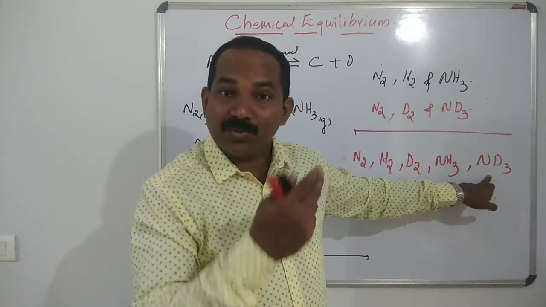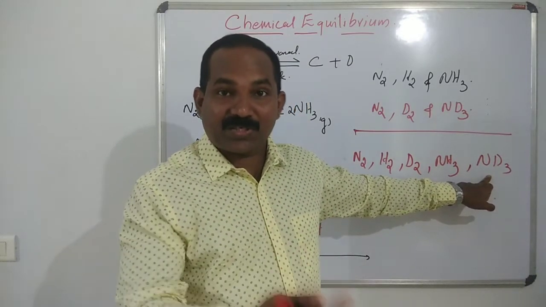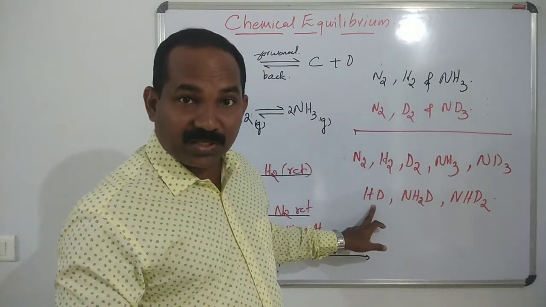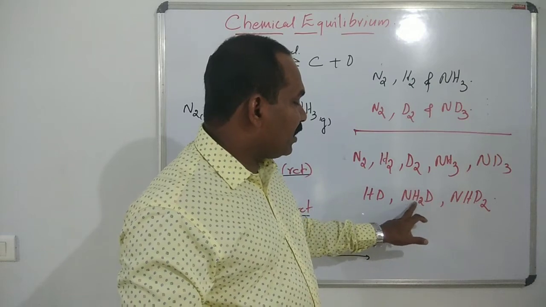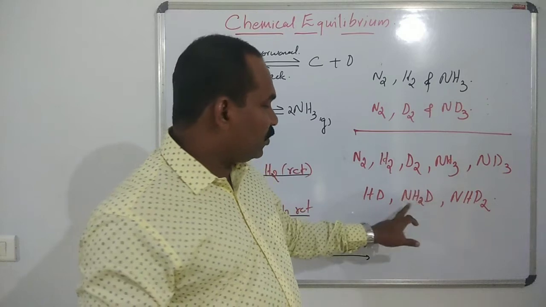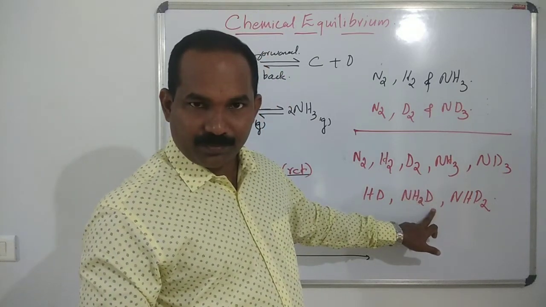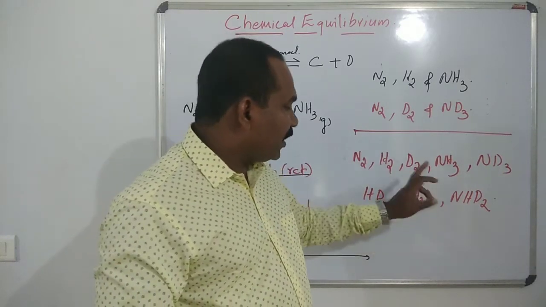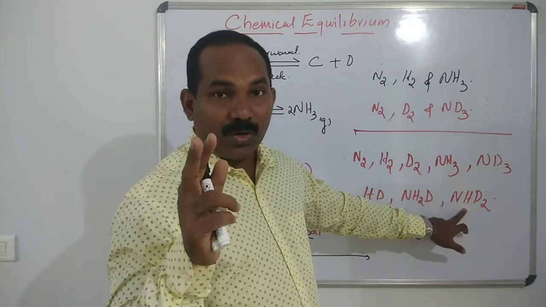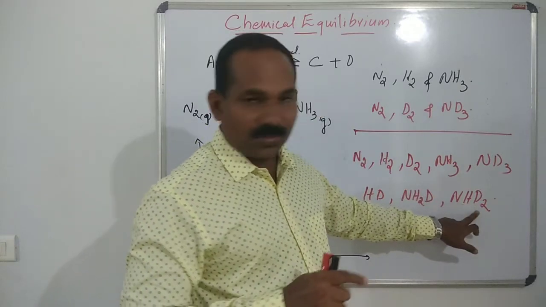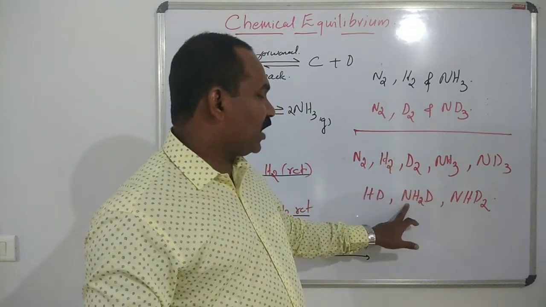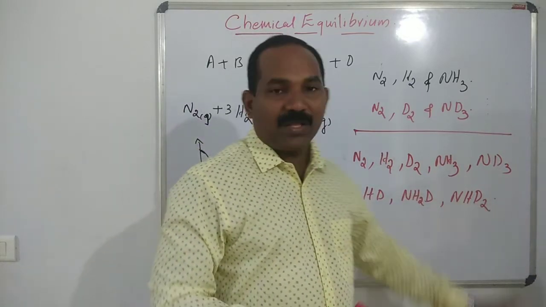And in addition to these, HD is formed, as hydrogen and deuterium combine. Then NH2D, as NH3 and deuterium combine. So NH2D. Are you clear? And one more reaction, NH3 combines with 2 deuterium, NHD2. Or ND3 combines with hydrogen and forms NH2D, NHD2.